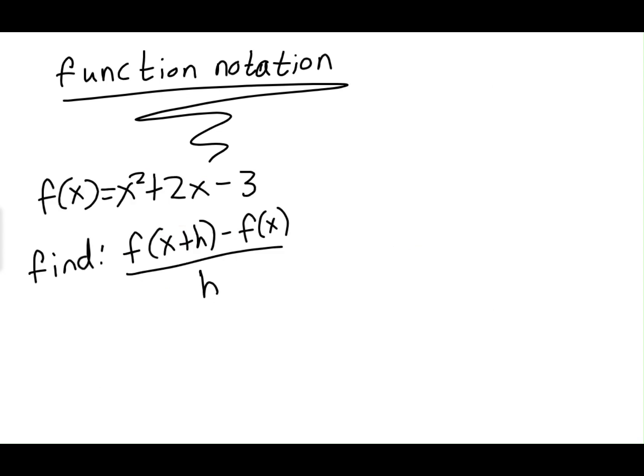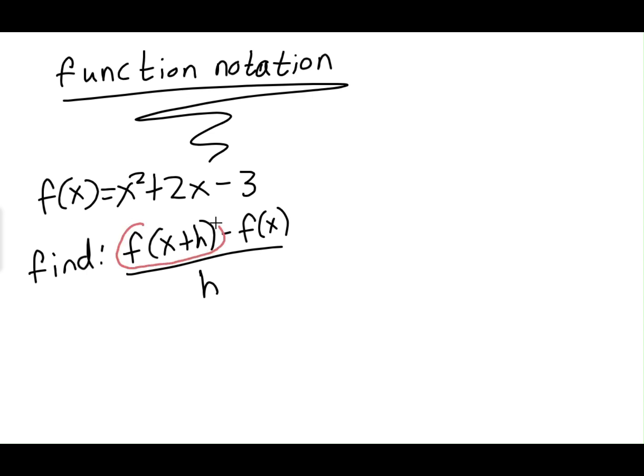Here we're given a function. We have x squared plus 2x minus 3. And we want to find this complicated looking thing. This is f of x plus h minus f of x, over h. Now this is actually something I pretty much guarantee you will be doing in calculus. This is probably the number one reason why someone fails calculus, because they can't quite handle this exact algebra we're seeing right here. So let's do it.